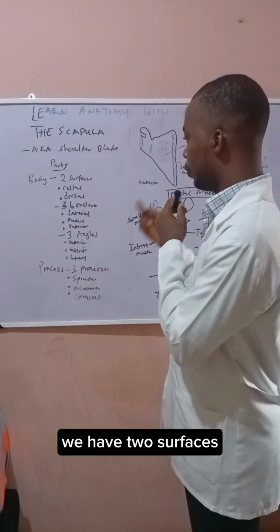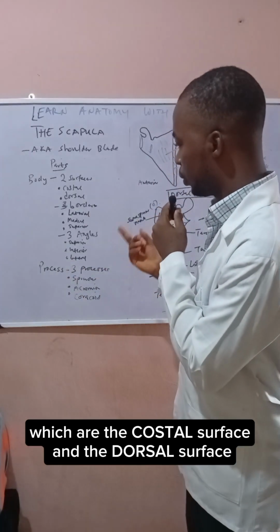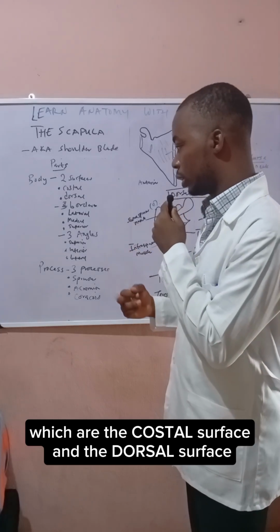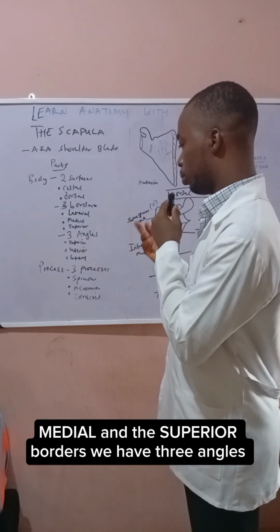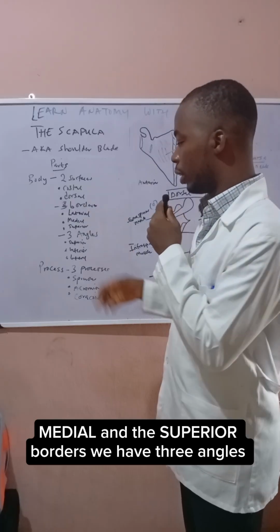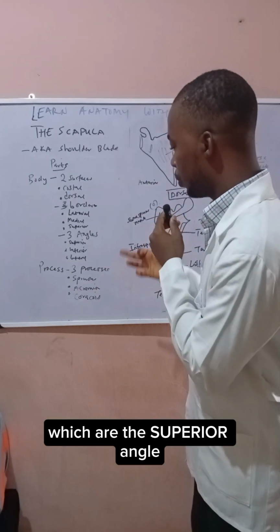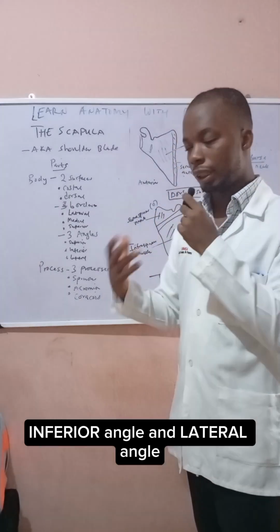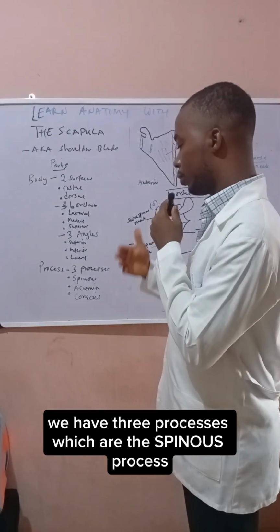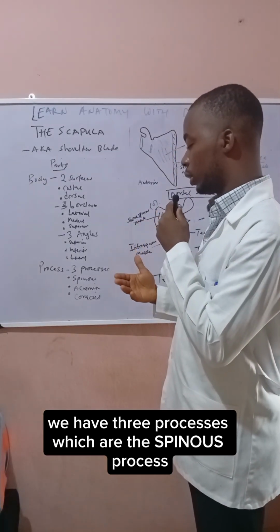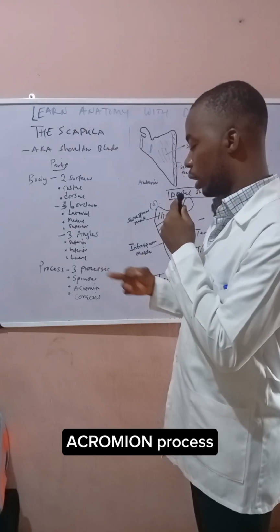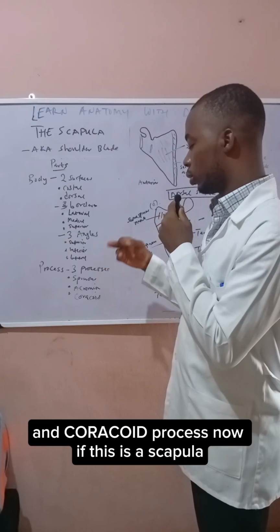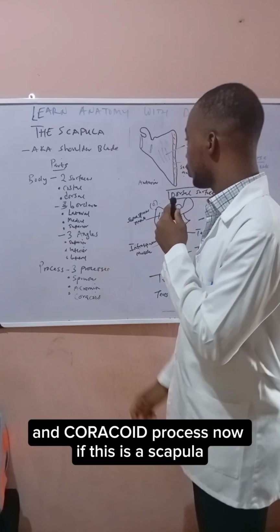For the body, we have two surfaces, which are the costal surface and the dorsal surface. We have three borders, which are the lateral, medial, and the superior borders. We have three angles, which are the superior angle, inferior angle, and the lateral angle. We have three processes, which are the spinous process, acromion process, and coracoid process.